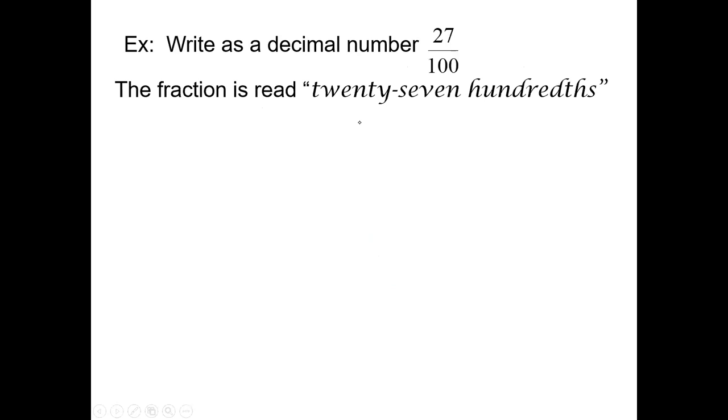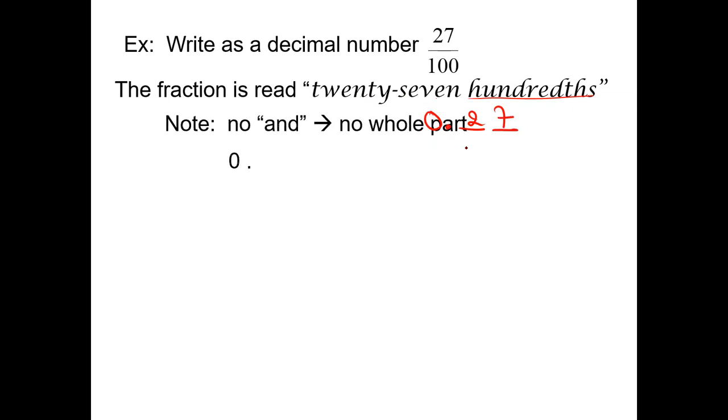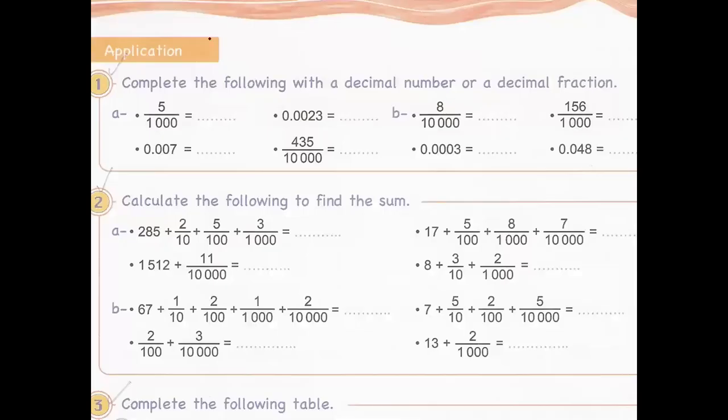Now 27 over 100, the same. How do we write it in letters? 27/100th. How do we write this fraction in letters? 27/100th. How do we write it as a decimal number? 0 point. 100th means we have 2 digits, which are 2 and 7. 27. So no whole part. 0.27. That's it. Okay? Please try to do exercise 1 alone.